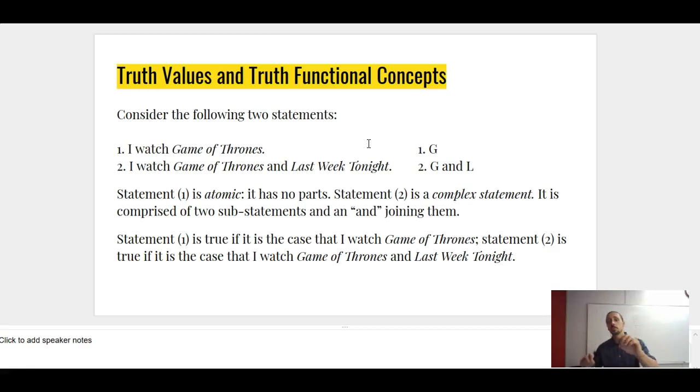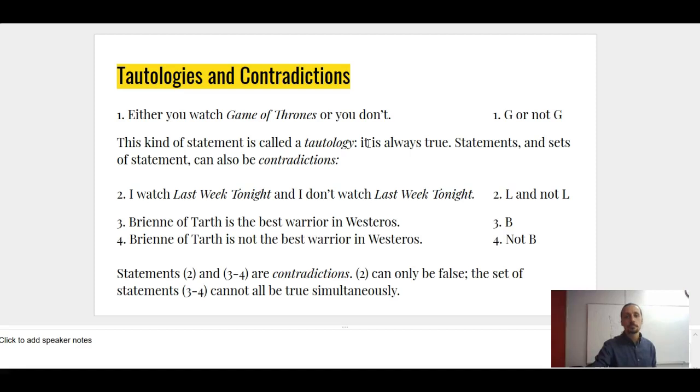Now, statement 1 here is what we're going to call an atomic sentence. It has no parts. Statement 2 is a complex statement. It's comprised of two substatements and the "and" joining them. So statement 1 is true if it's the case that I watch Game of Thrones. Statement 2 is true if it's the case that I watch Game of Thrones and Last Week Tonight. So we have atomic statements, we have complex statements.